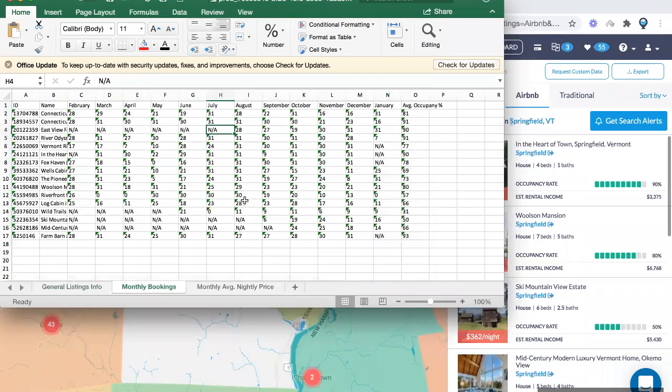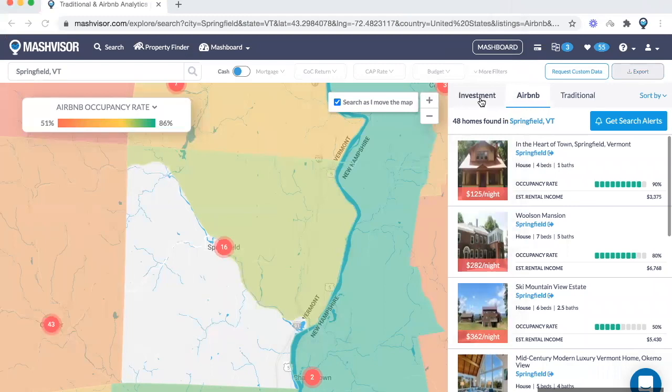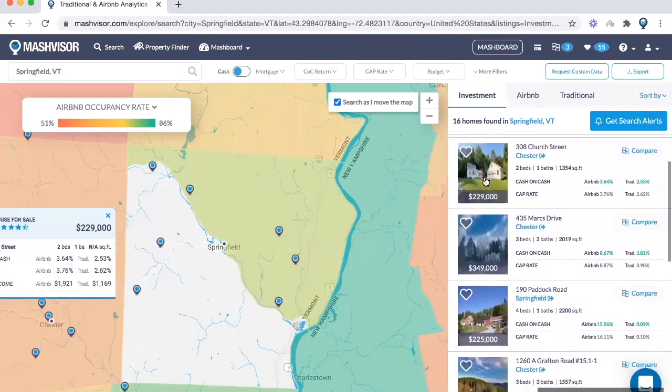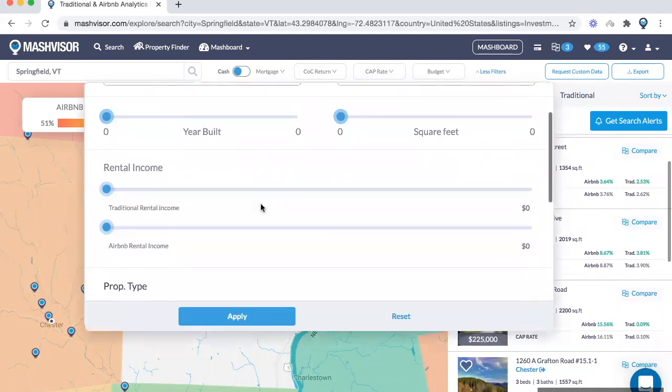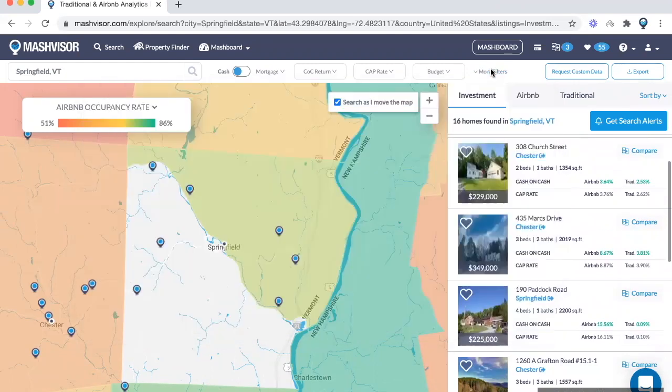So talk to me about cash on cash. Talk to me about that algorithm and that data. We use this Airbnb data to analyze these deals that are available in the investment tab to give us a cash on cash return. Now, these deals can be filtered if you're a cash buyer or if you're financing. You can go into more filters to customize the number of beds, rental income, property type, and property status.